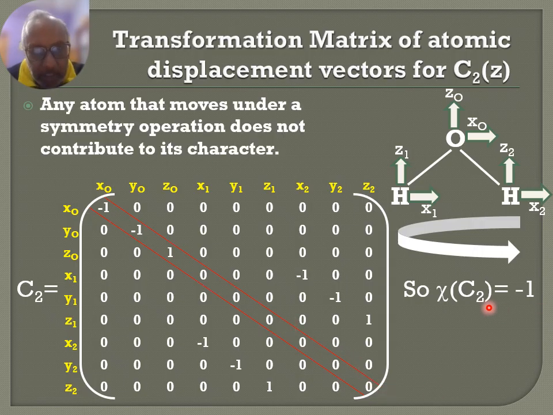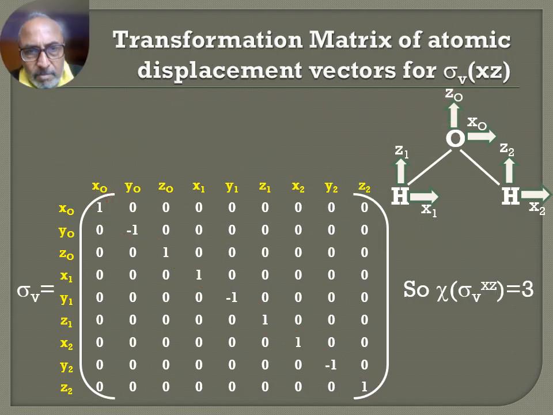Note that any atom that moves under a symmetry operation does not contribute to its character. So here the atoms hydrogen 1 and hydrogen 2 move under the symmetry operation C2. Oxygen alone is unmoved, and therefore hydrogen atom 1 and hydrogen atom 2 do not contribute to the trace or the character. Only the oxygen atom contributes to the character.